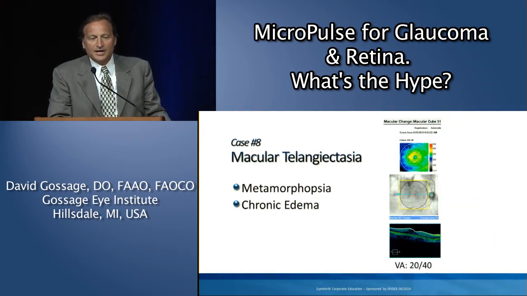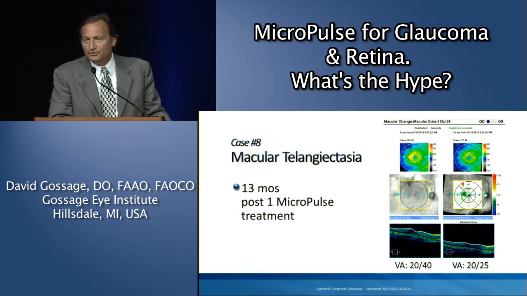And the last case is that of someone with macular telangiectasia who had some metamorphopsia and chronic edema. This patient was treated, and visual acuity improved from 20/40 to 20/25. These are sometimes very difficult patients to treat because you're going to end up with juxtafoveal scotomas if you're using a continuous wave laser, and they responded very nicely to the MicroPulse laser.